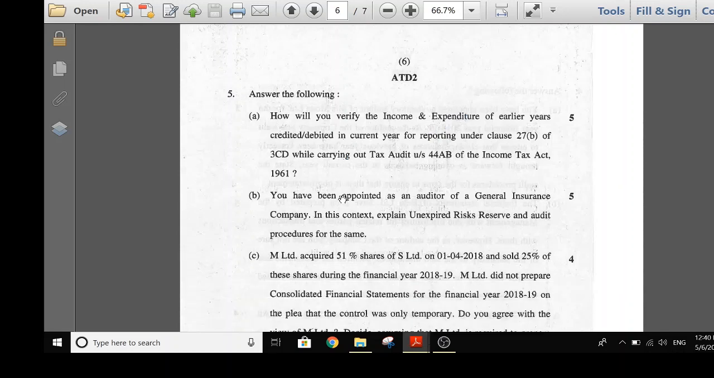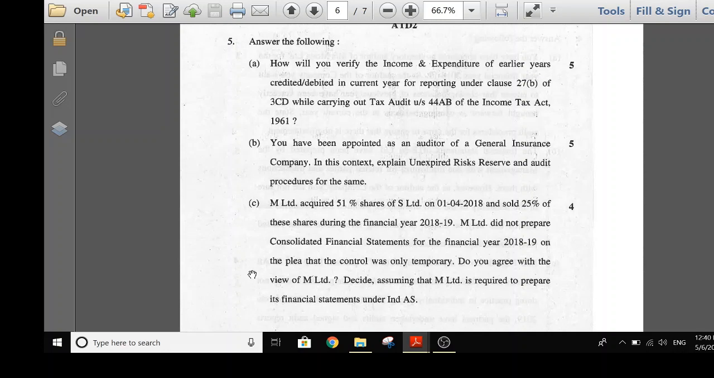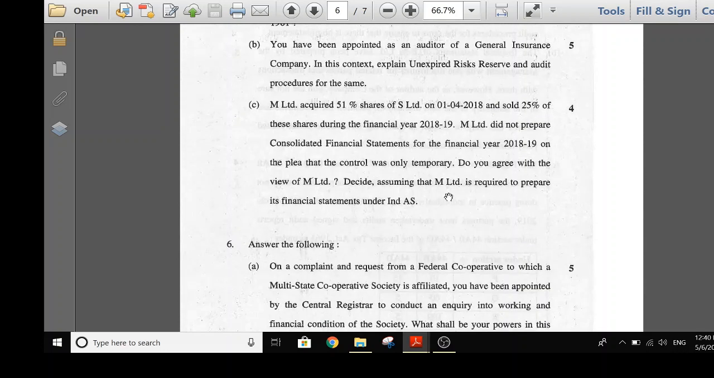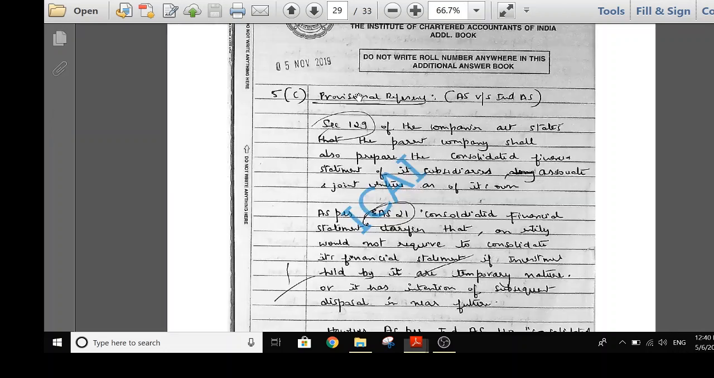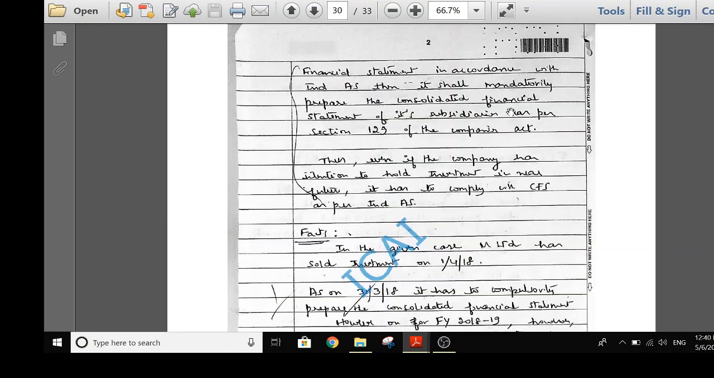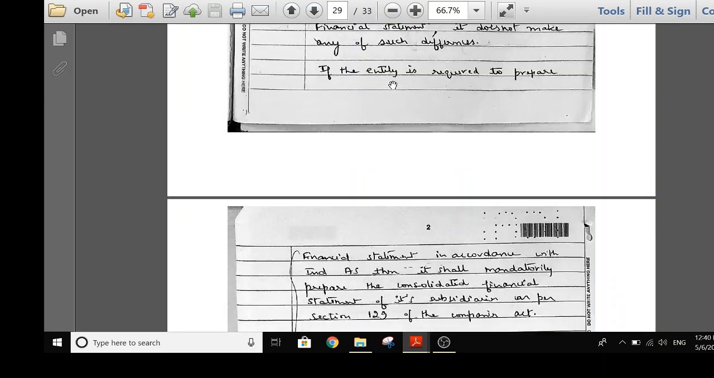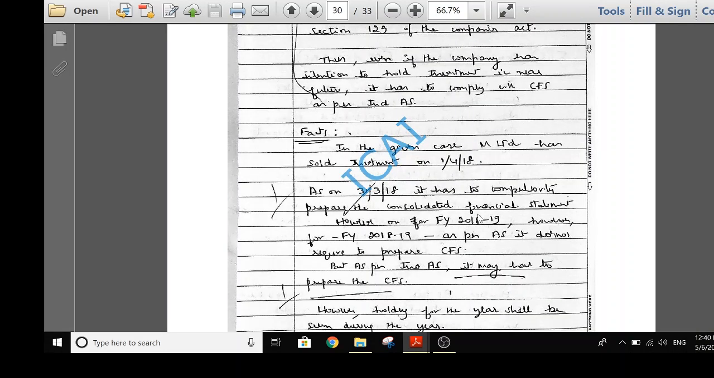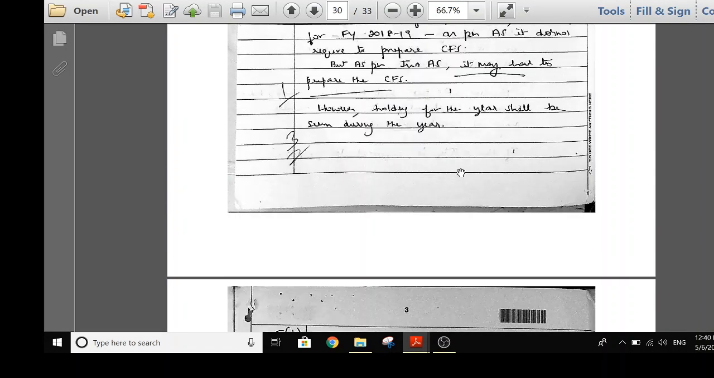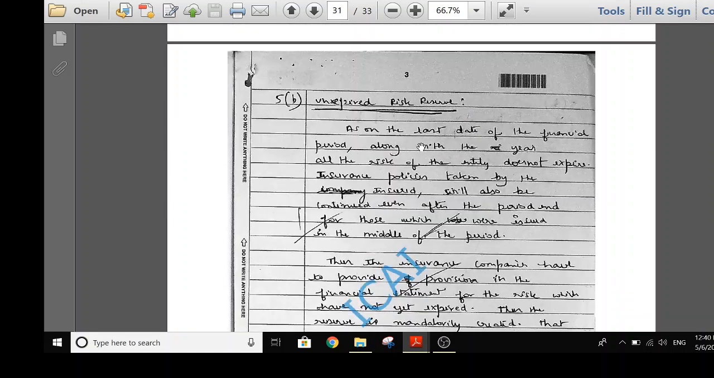This I did not know the answer to. The 3rd question is all about 51% of shares held temporarily by a company: will that be consolidated at the year end? There's a different view in AS and a different view in Ind AS. So you can have a look at this. This is what I had written. First I wrote what the section says, what AS says, then what Ind AS says, what the fact is here, and what my final conclusion is. However, holding for the same shall be seen.